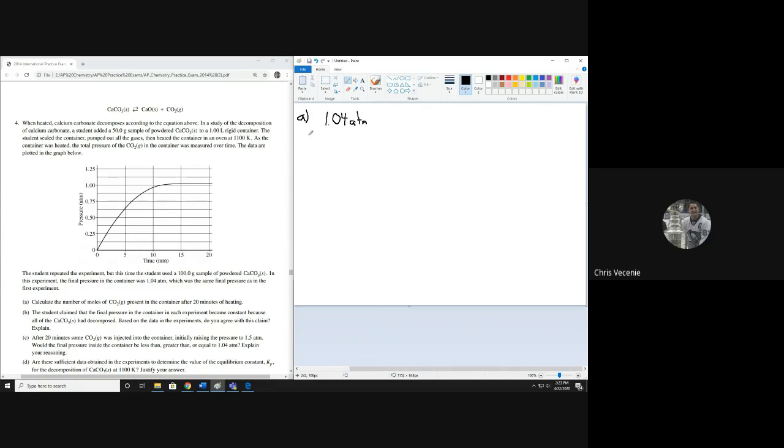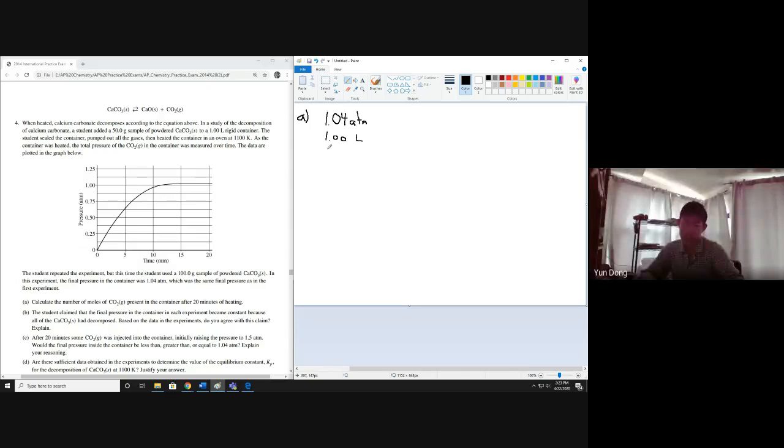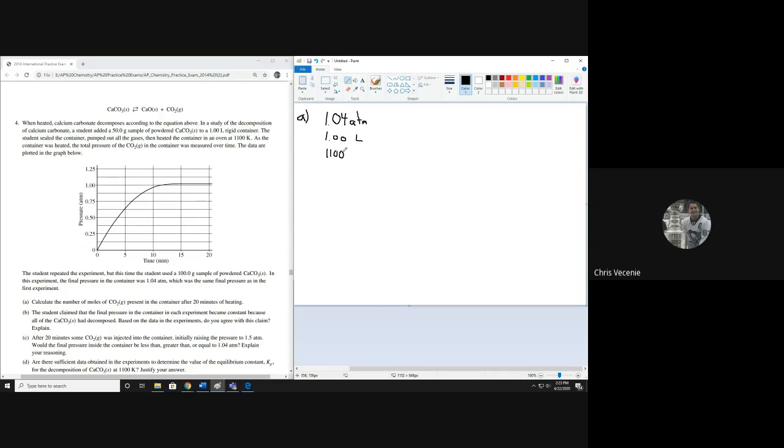All right, so I know a pressure, I know the size of the container, and I know the temp. Any thoughts on how we can get moles given that? PVNRT. There we go. So PVNRT is what we're going to do. So you do PV equals NRT, which means N is equal to PV over RT.